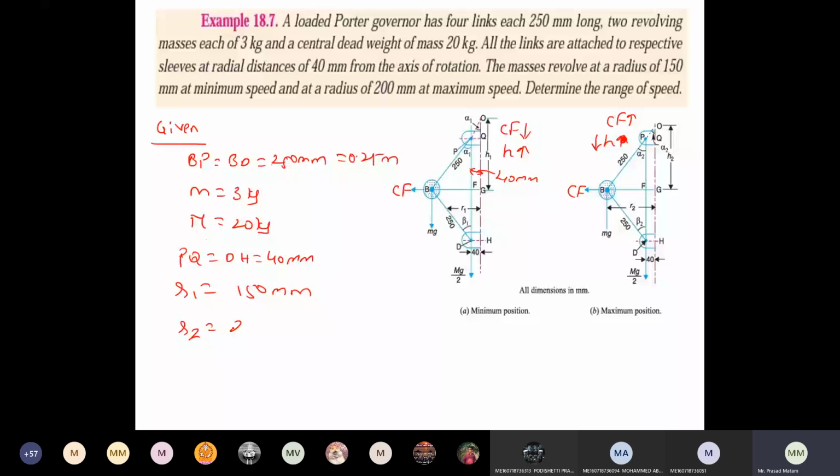Now your aim is to find, with this given data, the range of speed. I can write N is equal to N2 minus N1, where N2 is the maximum speed and N1 is the minimum speed. Now my aim is to find N1 and N2 values. With this given data, let us try to find the N1 and N2 values.